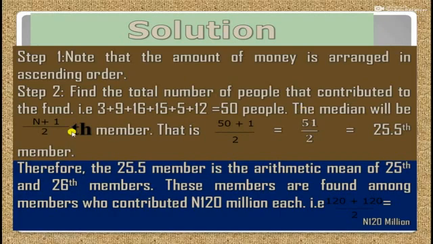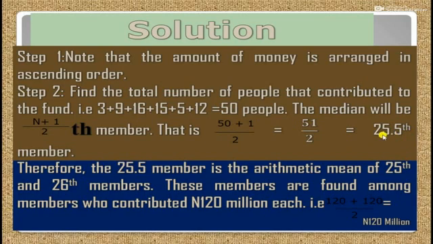Then the median will now be n plus 1 all over 2. That is the formula we're going to use to calculate median of our grouped data. Remember, n is 50 because there are 50 of them. So 50 plus 1 all over 2. 50 plus 1 gives us 51. 51 divided by 2 gives us 25.5.